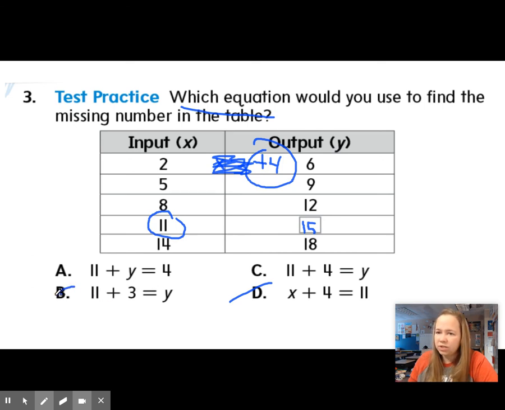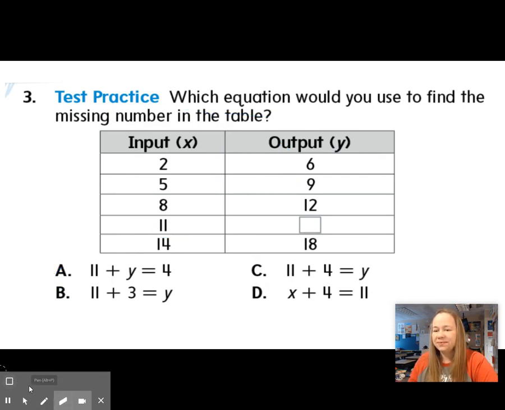11 plus 3, well, plus 3 is not the pattern. We're slashing the trash. 11 plus y equals 4. Oh, that one's not right. Okay, so our best answer here is C. Did you get that one? Yes, of course you did.